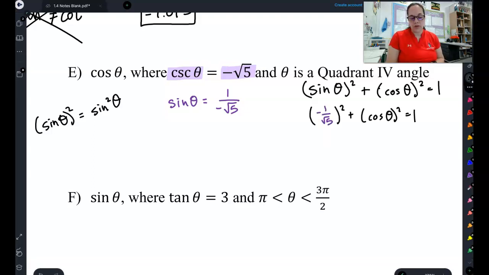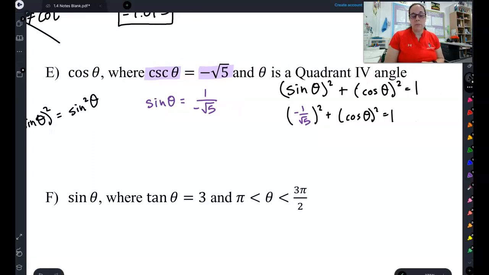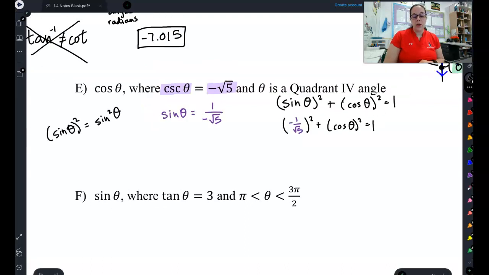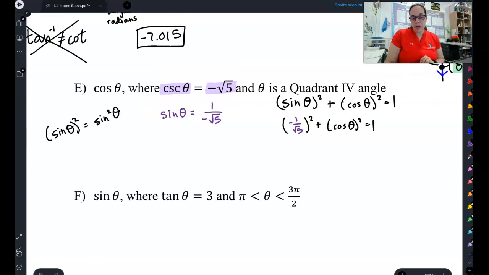and solve for cosine. So what I would like you to do is pause the video, solve this from here, then don't forget to remember to check that this is a quadrant 4 angle. So you should get a plus or minus when you end up square rooting. Pick which one you need based on this being a quadrant 4 angle. So try that out on your own and then come back to check your work.